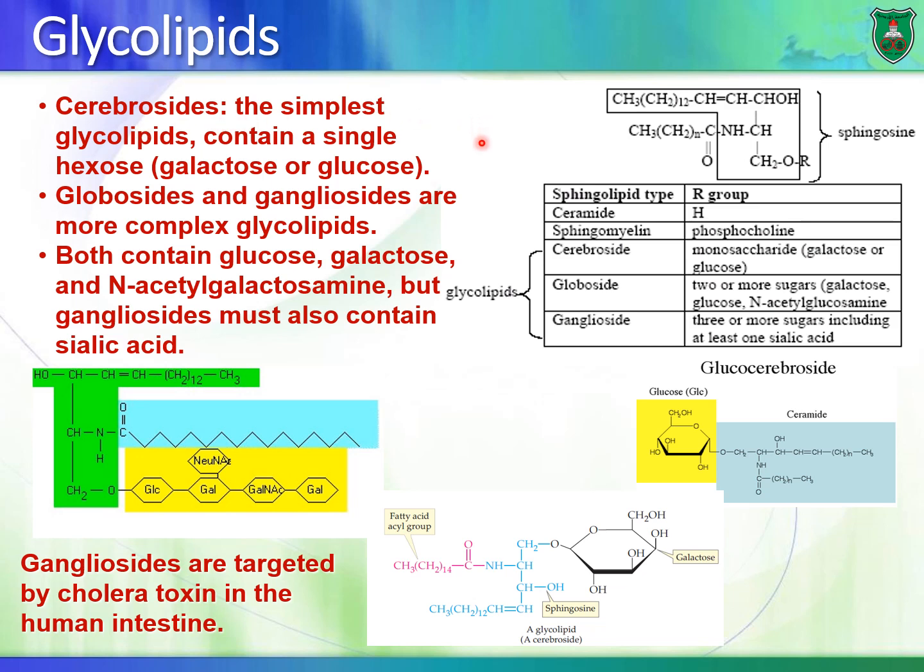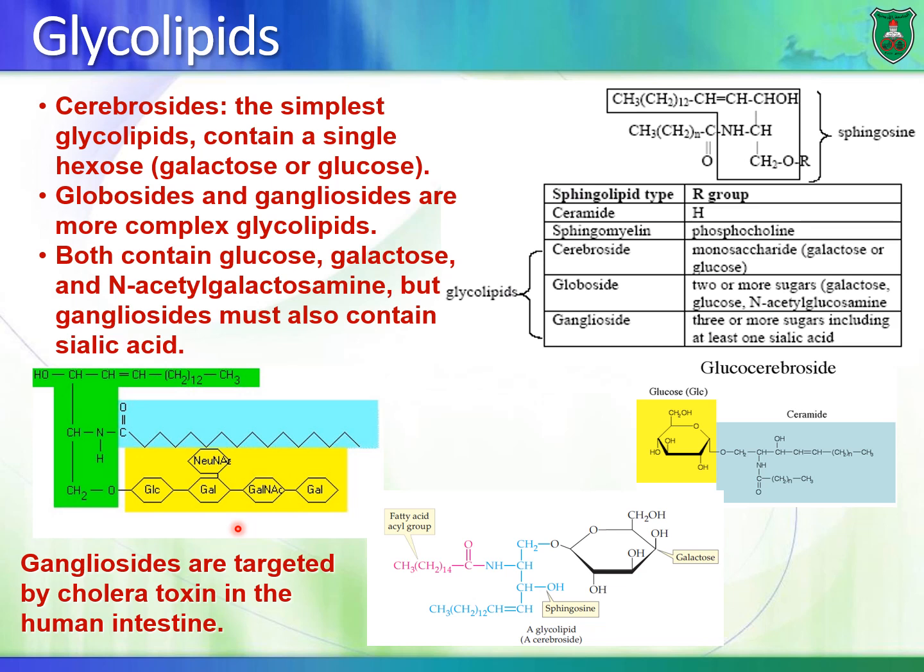They contain a single hexose. It can be a galactose or it can be a glucose. Okay, so right here you have a glucose attached to the sphingosine moiety. Look at carbon number 4. It's going down. That's how we can differentiate glucose from galactose, and this is galactose. Okay, so right here with galactose, carbon number 4 is going upward, so that's galactose. Okay, so globosides is basically when you have more complex lipids. Okay, like this one right here, for example. So you have a number of sugar residues attached to the sphingosine.